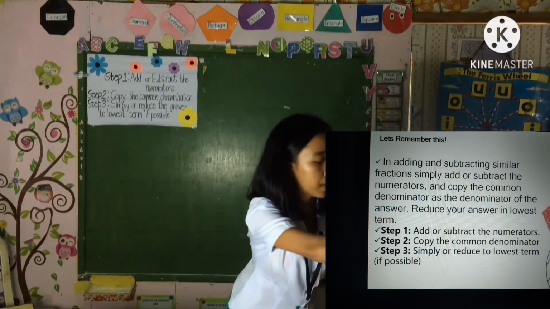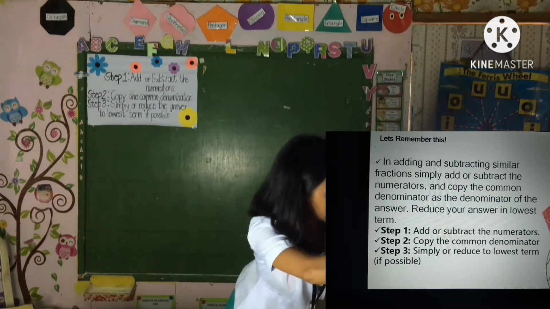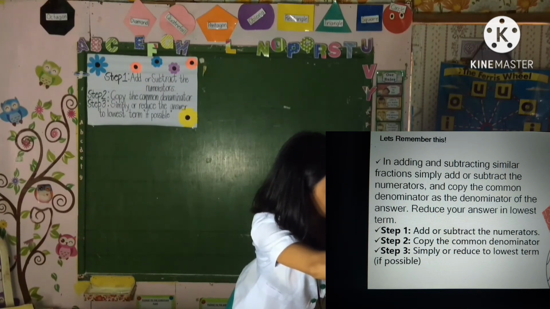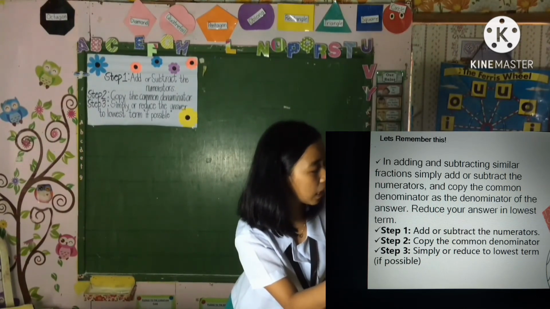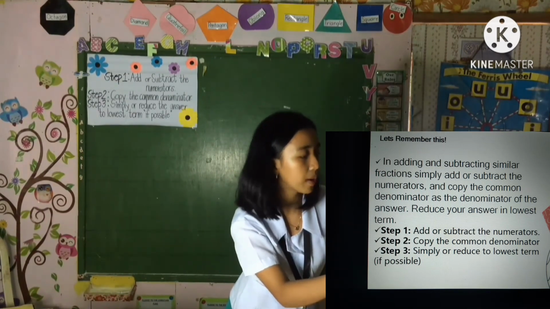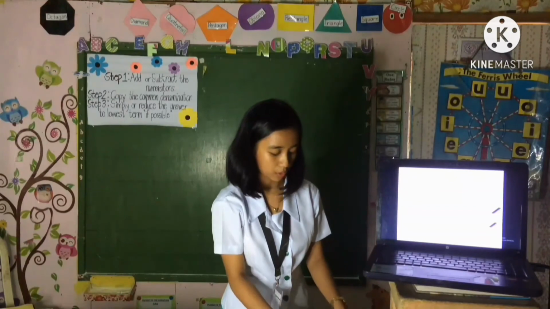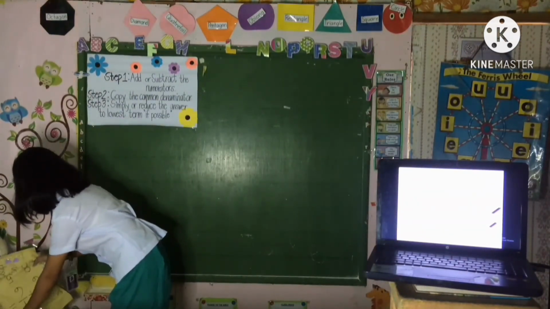So here are the steps to guide you. Step 1 is add or subtract the numerators. And next is copy the common denominator. And step 3 is simplify or reduce your answer to lowest term if possible. So did you understand our lesson, class? Okay, very good. Let's go now to your quiz worksheet to answer your quiz.